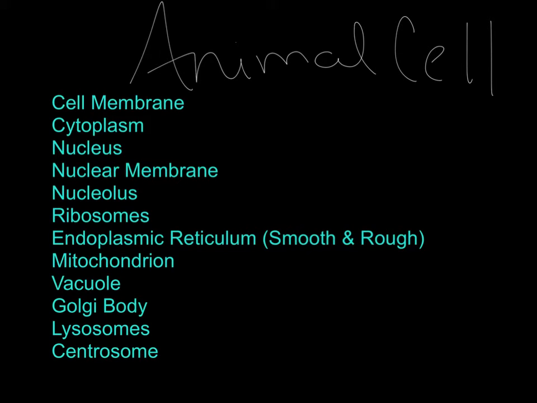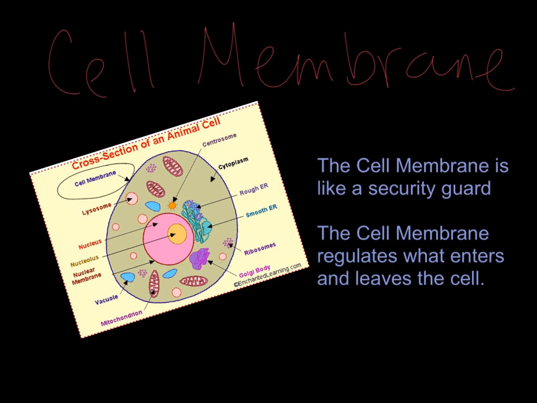So let's look at an animal cell. In an animal cell we have many different organelles. We're only going to cover some of them today. We're going to cover cell membrane, cytoplasm, nucleus, nuclear membrane, nucleolus, ribosomes, endoplasmic reticulum, smooth and rough, mitochondrion, vacuole, Golgi body, lysosomes, and centrosome. So let's get started.